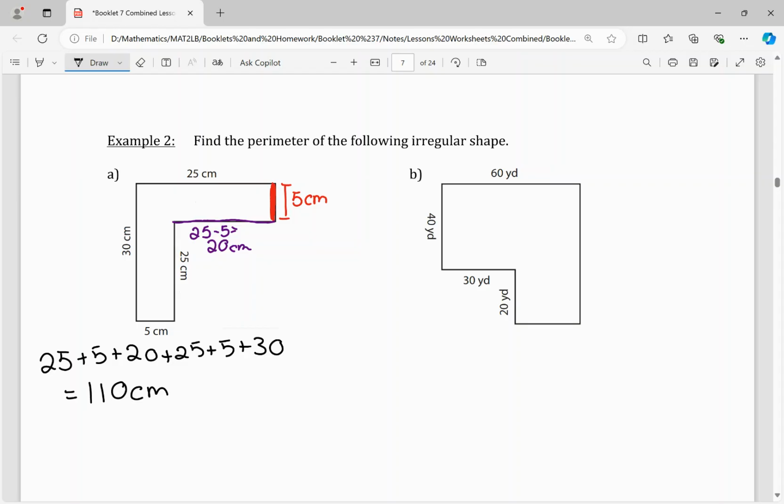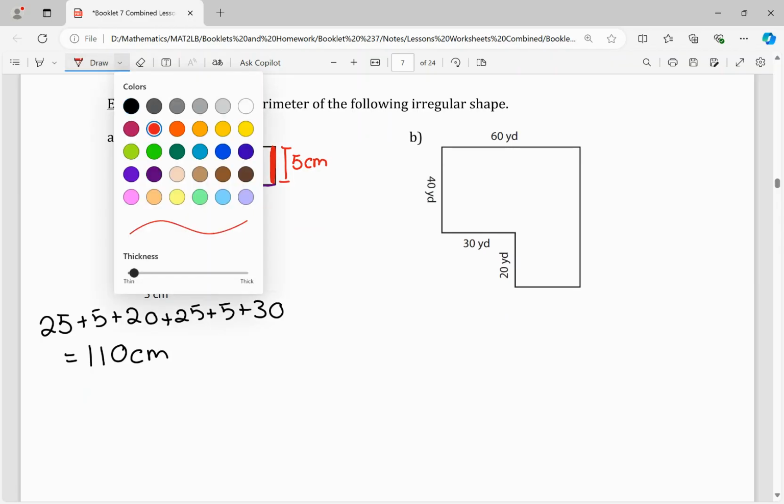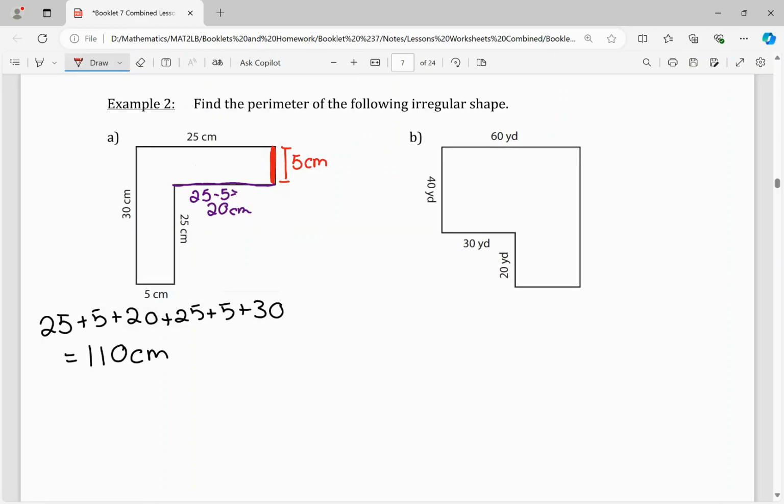Let's try this one more time with example B. Some parts of example B are similar to A, but some are different. Let's start with what's the same, and that is this missing side that I'm highlighting in red right now. Now I'm going to try and solve this problem without drawing as much on the screen, so try to follow along with me.